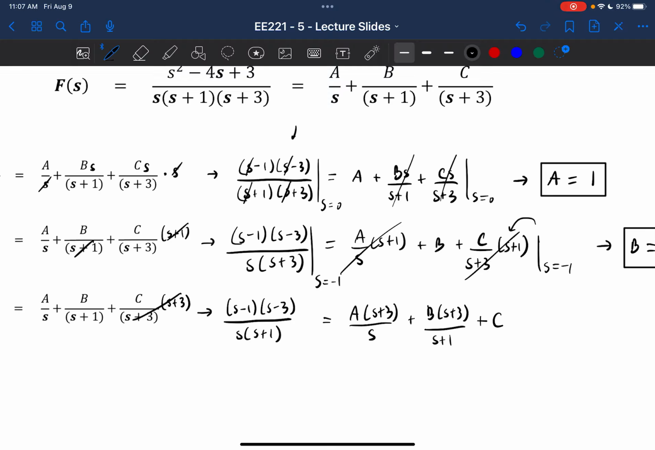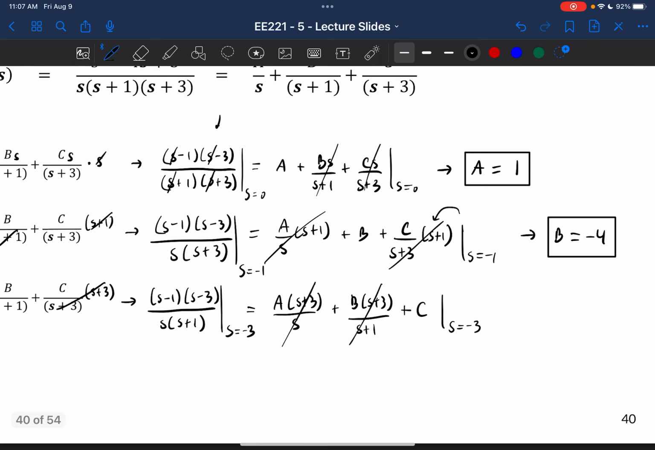And what are we going to evaluate here? Hopefully everybody knows by now we want to evaluate at the value that's going to get rid of these two terms, and that's s equals negative 3. Because that's going to cause this to go to 0 and this to go to 0. All right, and so we're left with C is basically equal to this left side evaluated at negative 3.